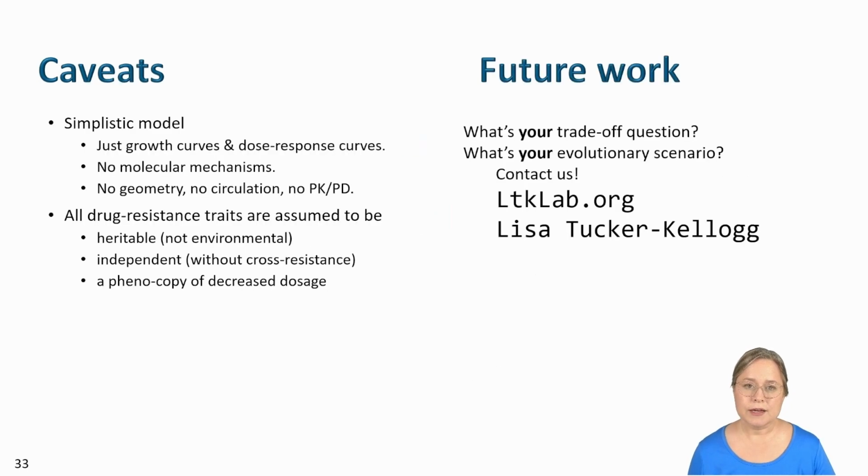There are a lot of caveats for interpreting this type of modeling. The main thing is that it's purely theoretical. It's based on simplified models of reality that don't consider the immune system, the microenvironment, or much of what we know and love about in vivo biology. Another simplification is that all traits are heritable and independent of each other.